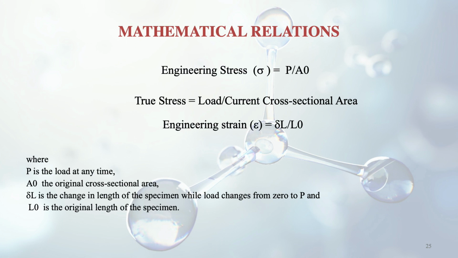As I told you, P is the load. In these equations, A0 is the original cross-sectional area and delta L is the change in the length of the specimen. That is about the strain, engineering strain. It can be represented by delta L by L0. So delta L is the change in the length of the specimen while load changes from 0 to P, and L0 is the original length of the specimen. So this is about engineering stress and engineering strain.